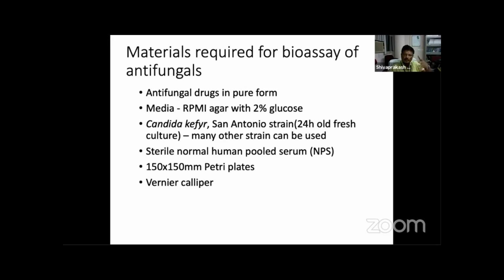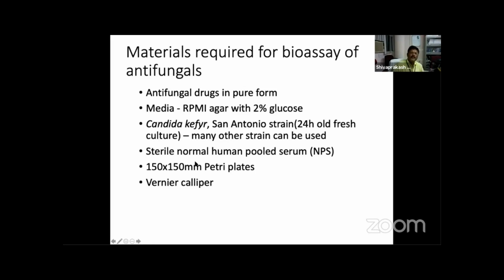When you do the bioassay, if you select your own strains, you also have to compare it with the gold standard HPLC. But this particular strain is there. If anybody wants to perform a bioassay, you are welcome. You can write to us and take this particular strain for your use.